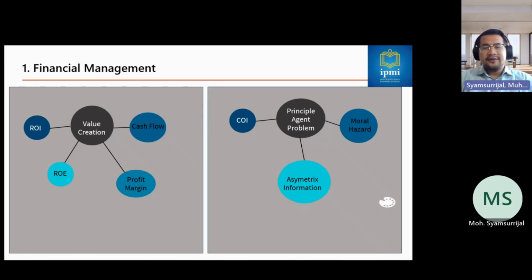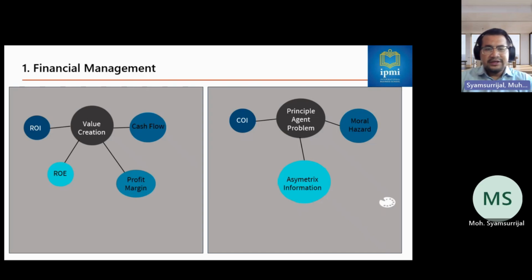So let's start with the value creation strategy. The value creation strategy may be funded by reinvesting retained profit into the company or raising new capital from equity or debt holders. New capital raised may open up a greater pool of capital and help a business retain required liquidity levels. So value creation consists of return on investment, return on equity, profit margin, and also cash flow.